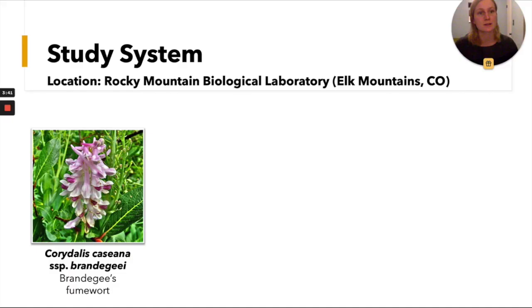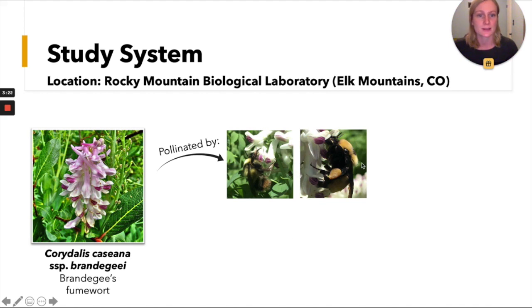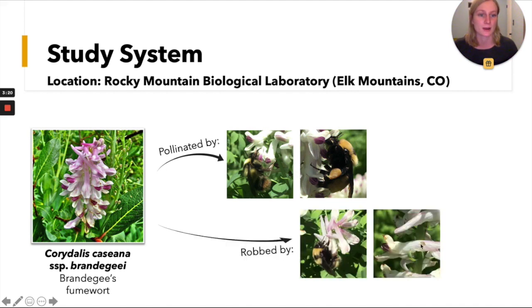animal pollinators. So the pollination system that I study includes Corydalis caseana subspecies brandegeei, commonly called Brandegee's fumewort. It grows near the Rocky Mountain Biological Laboratory where I'm stationed in the summer. It's pollinated by bumblebees such as Bombus appositus and nevadensis, and it's robbed by Bombus occidentalis, which chews a hole in the side of the flower and steals the nectar, which takes resources from the plant without offering the pollen in return. So it's exploiting the mutualism.